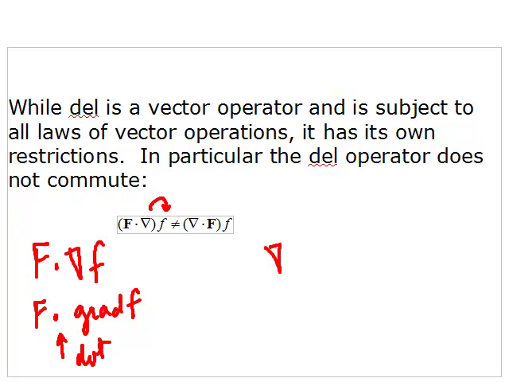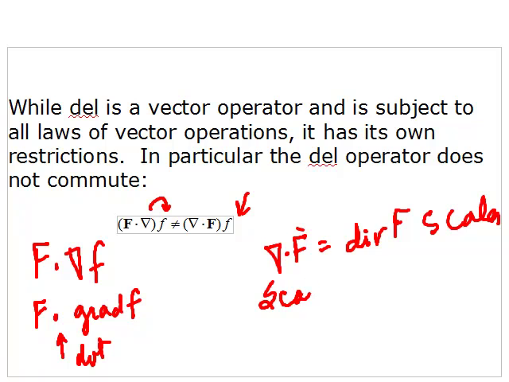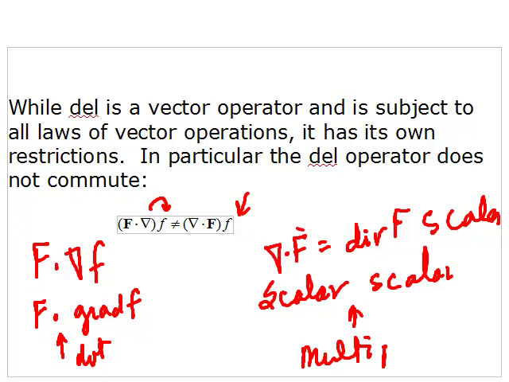On this side, del dot f is a divergence of f. It's a scalar. And here's f as a scalar function. So what you have is a scalar times another scalar, which is regular arithmetic multiplication. So now you can see how different the sides are, which just impresses the point that the del operator does not commute. You can't just swap out the order, even in a dot product, of the del operator.